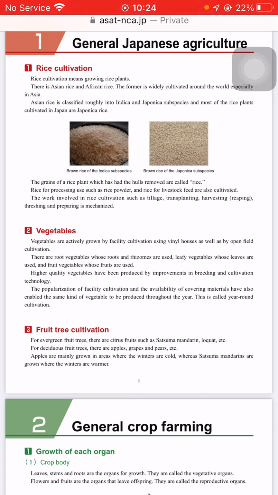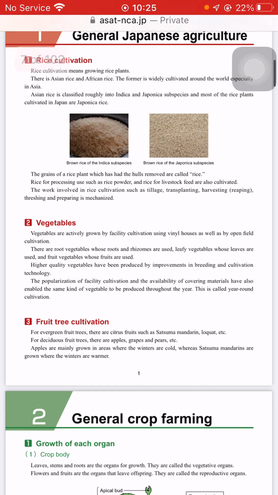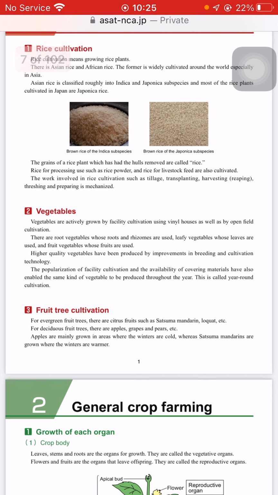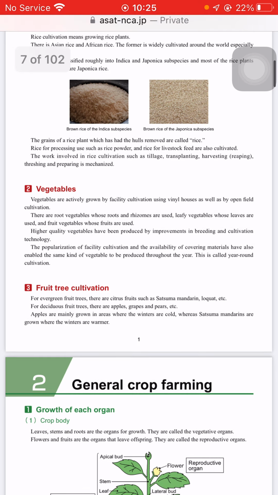There are root vegetables whose roots and rhizomes are used, leafy vegetables whose leaves are used, and fruit vegetables whose fruit are used. Higher quality vegetables have been produced by improvement in breeding and cultivation technology. The popularization of facility cultivation and availability of covering material have also enabled some kinds of vegetables to be produced throughout the year. This is year-round cultivation.